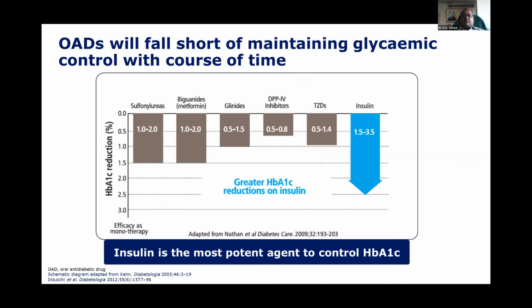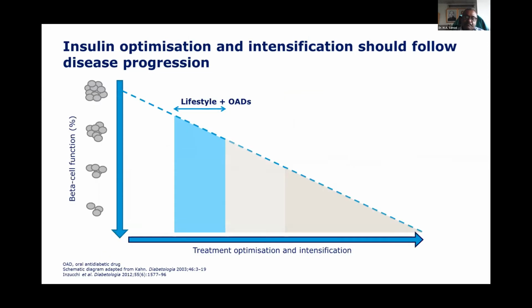All of us know insulin can reduce hemoglobin A1c more than any other oral hypoglycemic agents. This is the greater hemoglobin A1C reduction with insulin only. So we have to initiate insulin, optimize it, and intensify it.